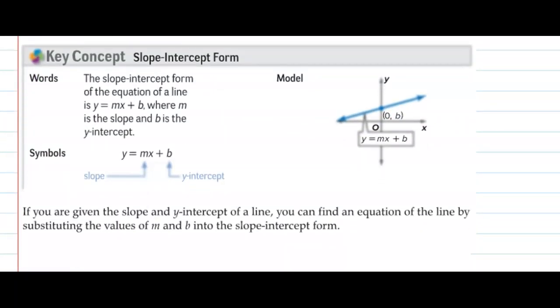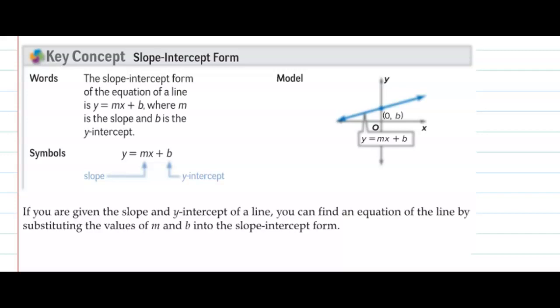Let's start by talking about slope-intercept form, one of the most common forms. This is the form where all the lines will have a y and an x, or at least one of them, y or x. They will have a slope, which is the coefficient of the x, and they will have a b, which is the y-intercept.